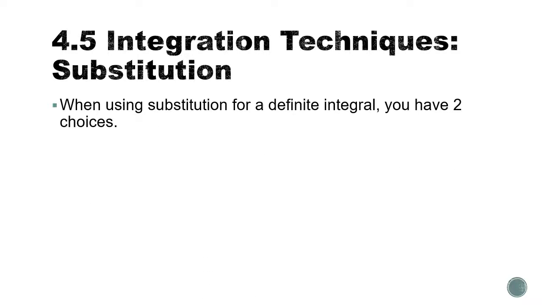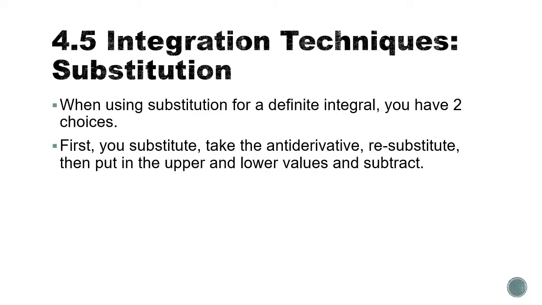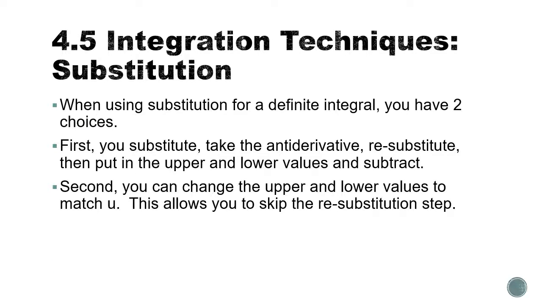Now, when you are using substitution for a definite integral, you have two choices. First choice is you substitute, you take the antiderivative, you resubstitute, put the x back in, and then put in the upper and lower values. The second option is you can actually change the upper and lower values to match u, and this will allow you to skip the substitution step later on. I'll show you how both of these work.